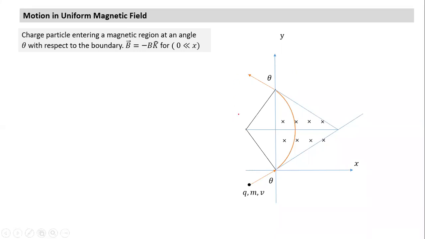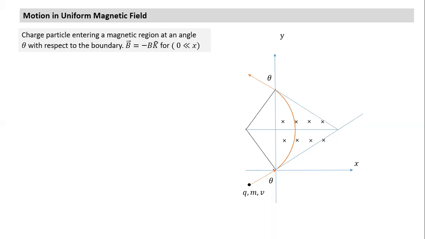When you look at the figure, a charged particle enters a semi-infinite magnetic field, making an angle theta with the boundary. But what is the angle the velocity is making with the magnetic field here? This theta is the angle with the boundary, not with the magnetic field. The magnetic field is perpendicular to the plane of the paper, and the velocity is still perpendicular to it. So it is still the case of velocity being perpendicular to the magnetic field.